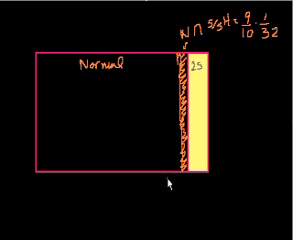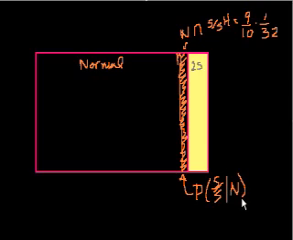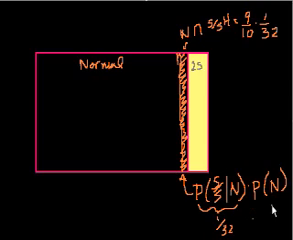So this is equal to the normal area, which is 9/10, and then 1/32 of that, times 1/32, right? Another way of viewing that area is the probability of getting 5 out of 5 heads given that I picked a normal coin, times the probability that I picked out a normal coin, right? And so this is 1 out of 32, and this is 9 out of 10.